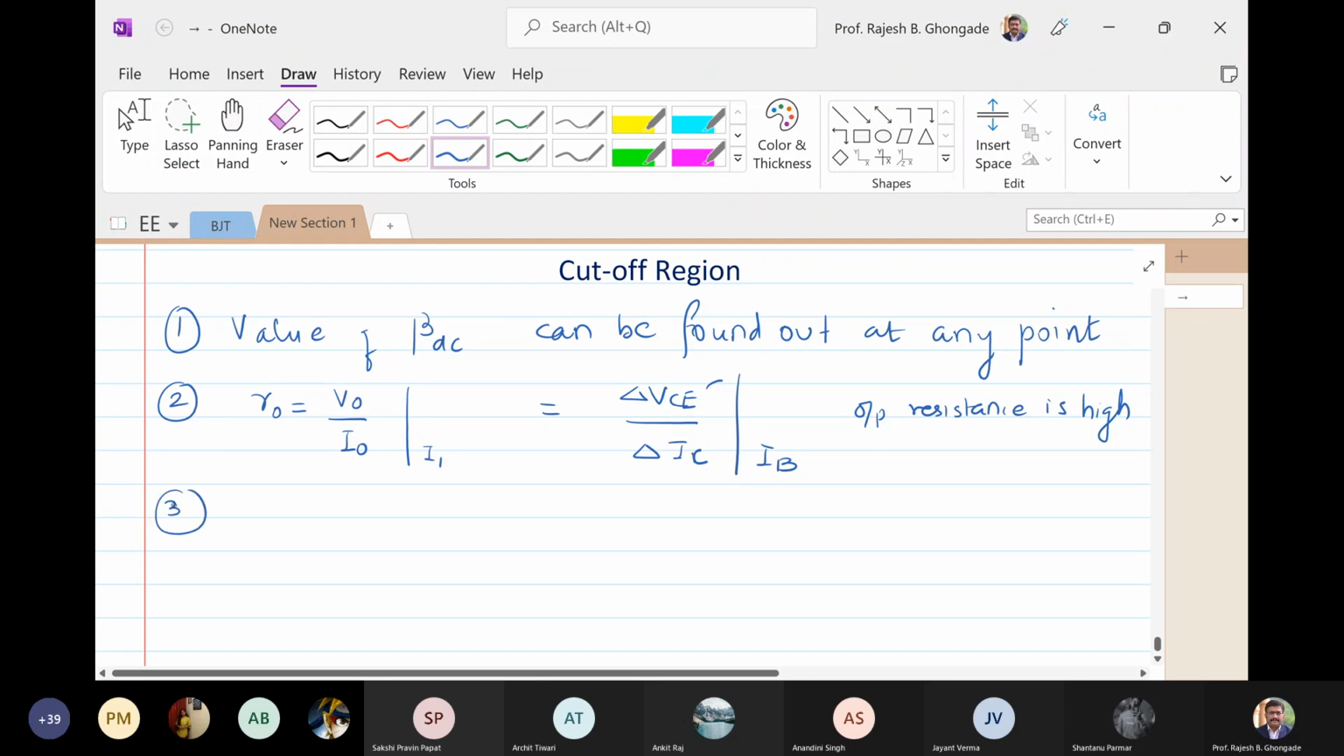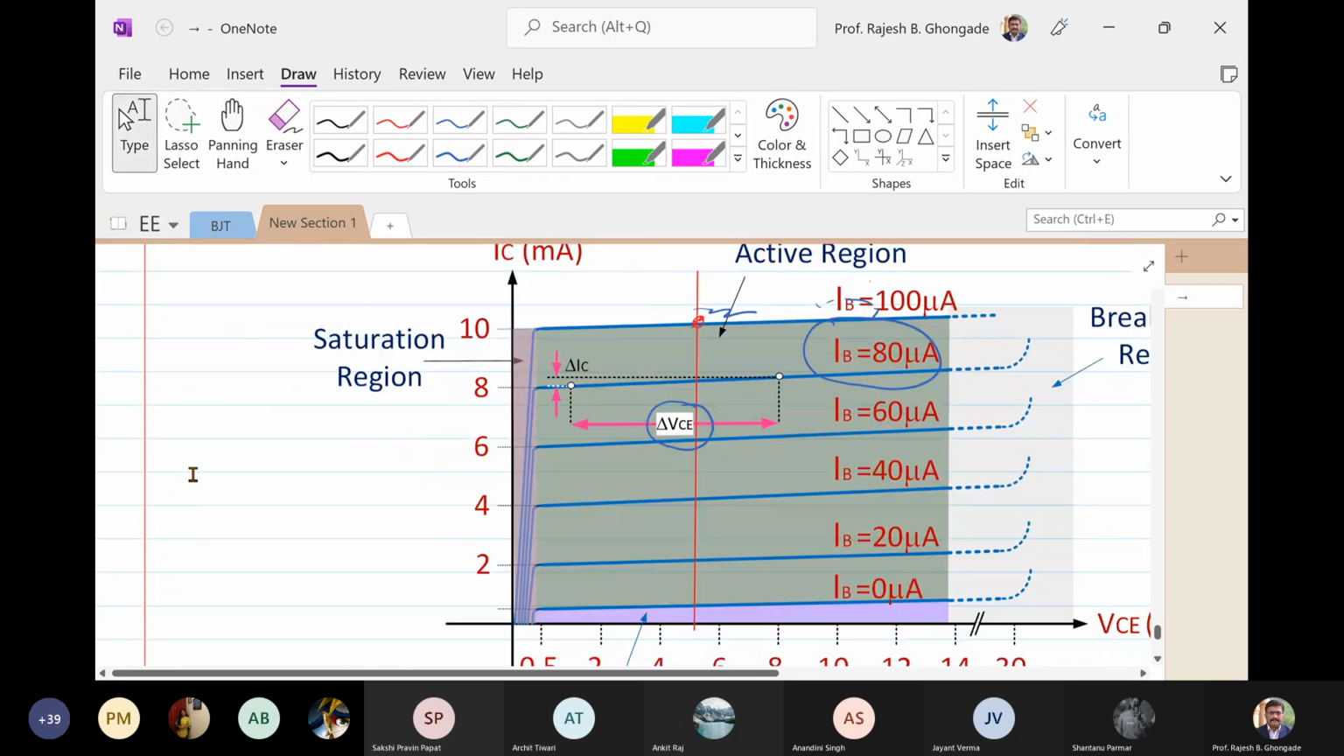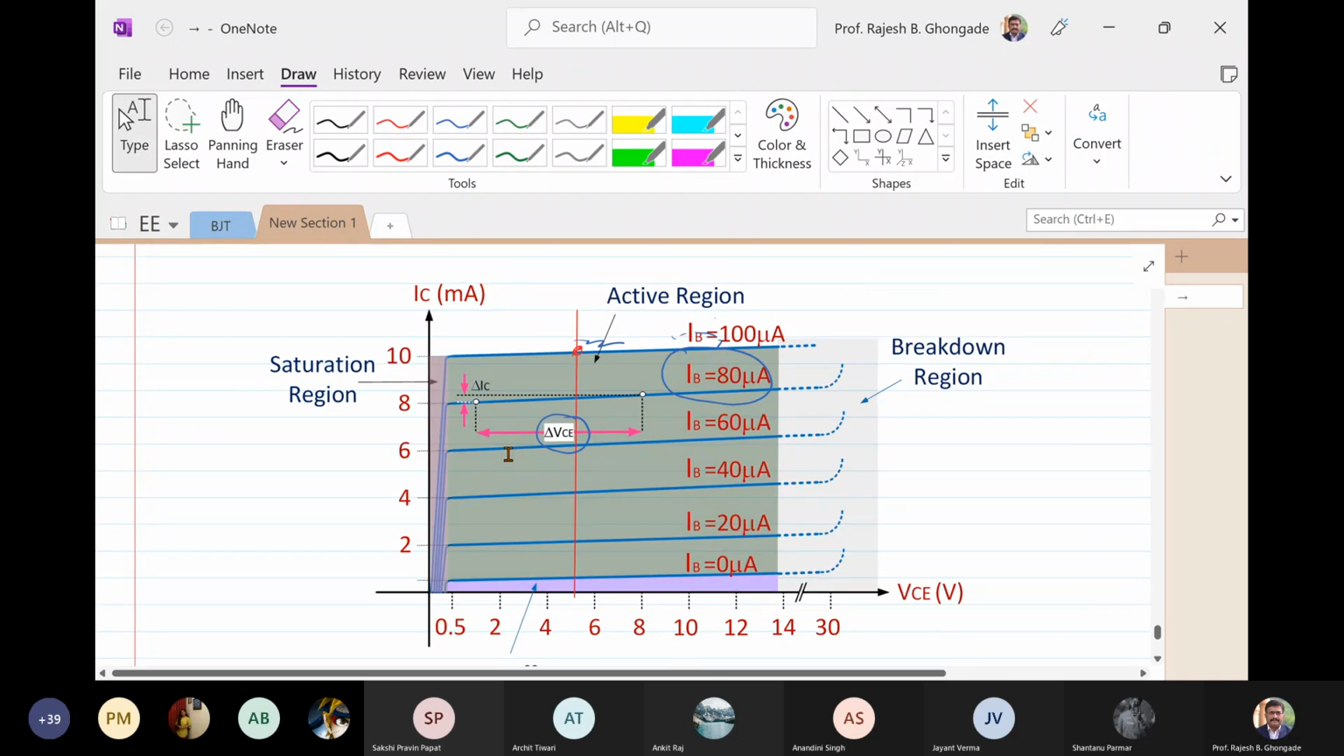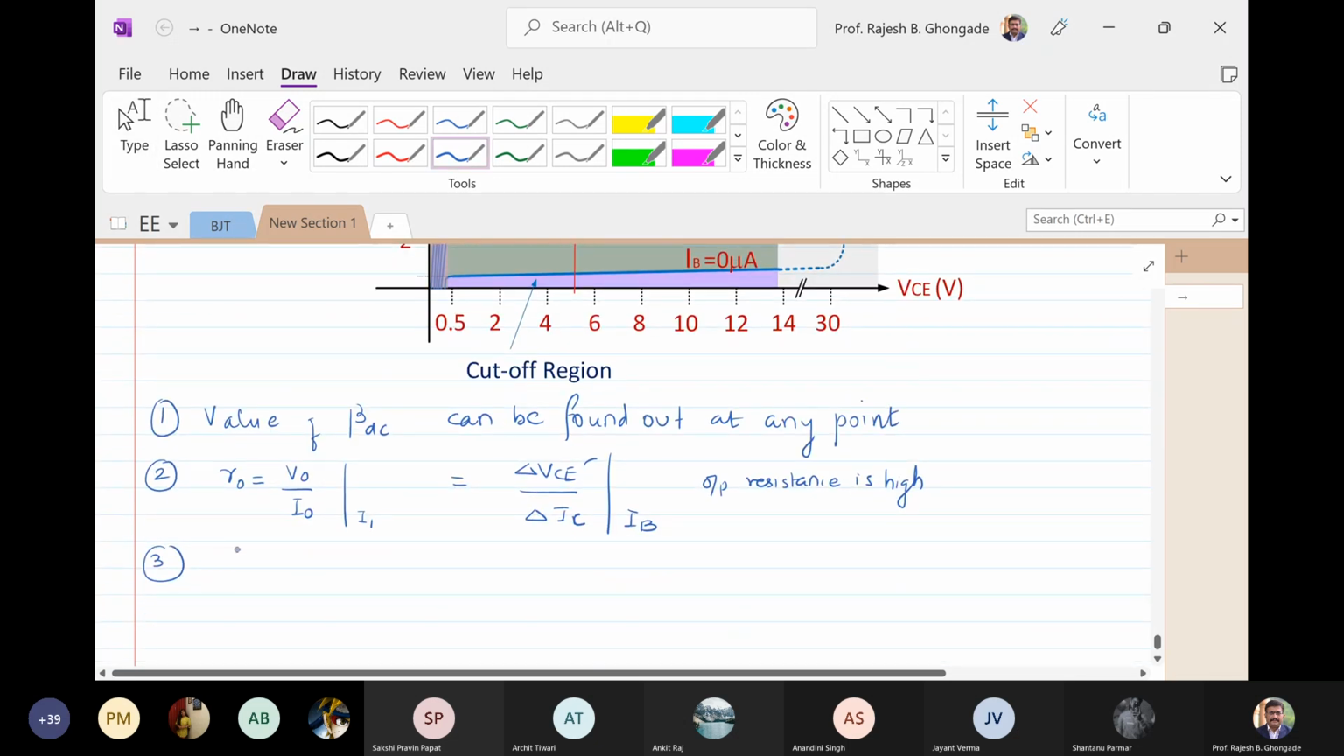Okay, observation number 3. Again, you can see that this region is divided into 3 or 4, let us say 4 regions. Again, you have saturation region, you have cutoff region, and you have active region. Also, you have the breakdown region. We don't generally go into the breakdown region, but we have three prominent regions of operation, and that is saturation, active, and cutoff.